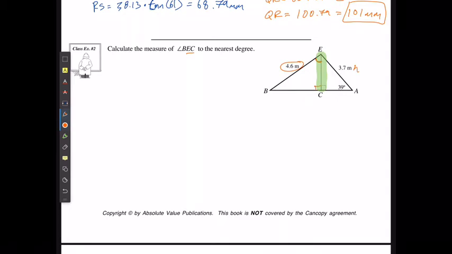So I'm going to say that sine of 39 is equal to the length of CE divided by 3.7. So the length of CE is going to equal 3.7 times sine of 39, and 3.7 times sine of 39 is going to give me 2.328 meters.